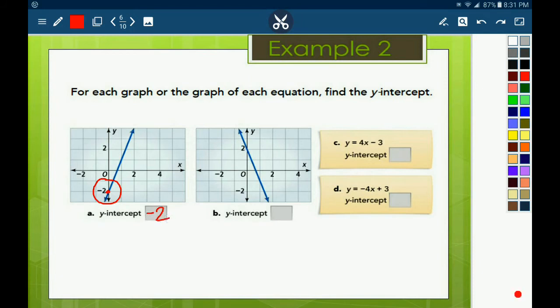Again, I'm going to do this on the next graph. I'm going to look for where the blue line crosses the y-axis, which is right there, which is now at +2. So the y-intercept is +2.